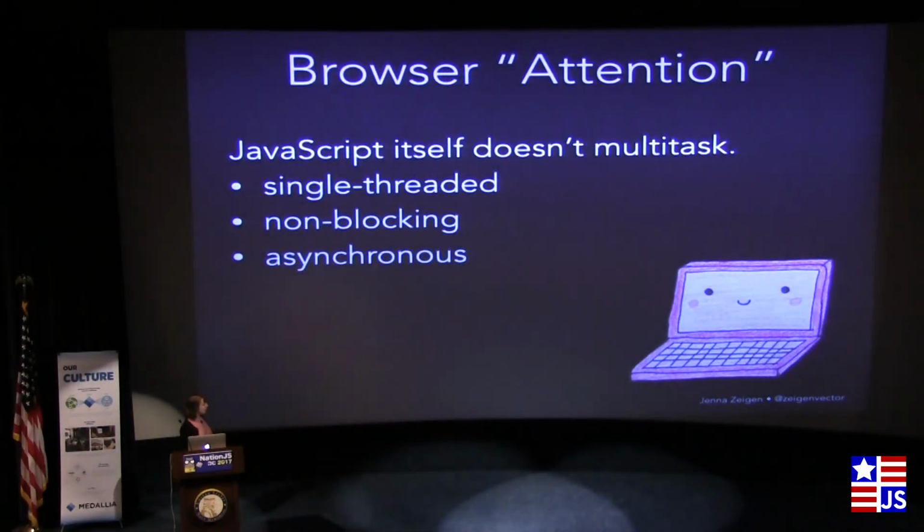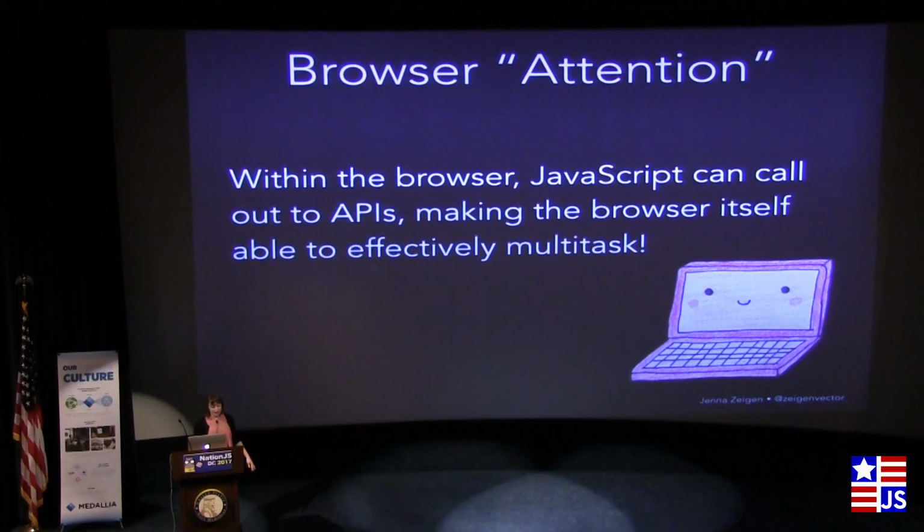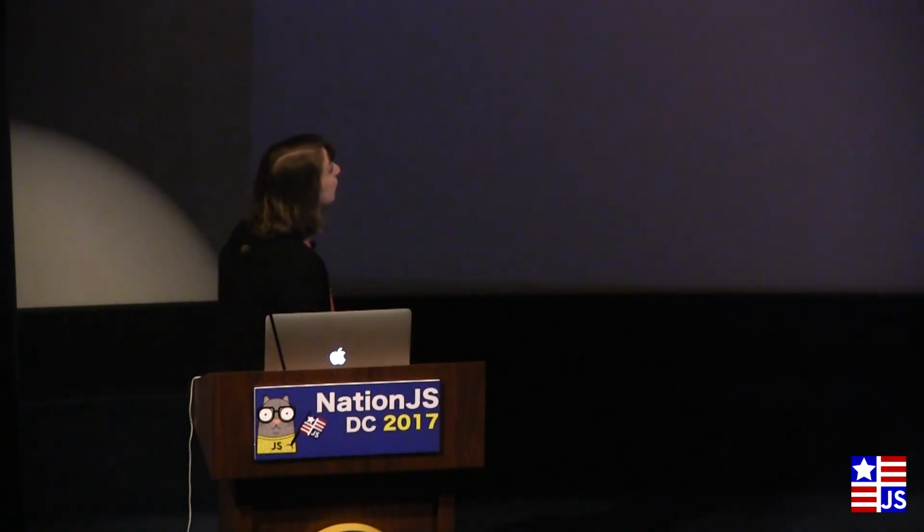But what about the browser, right? One thing that we know is that JavaScript doesn't multitask. It's single-threaded, non-blocking, and asynchronous. And it has this event loop that was made so that the browser could do more than one thing at once. But that's JavaScript itself. As we learned earlier about all the cool things that a browser can do, there are all these cool APIs that JavaScript can call out to within the browser. So we have the DOM APIs, other browser APIs, web workers, making the browser itself effectively able to multitask.